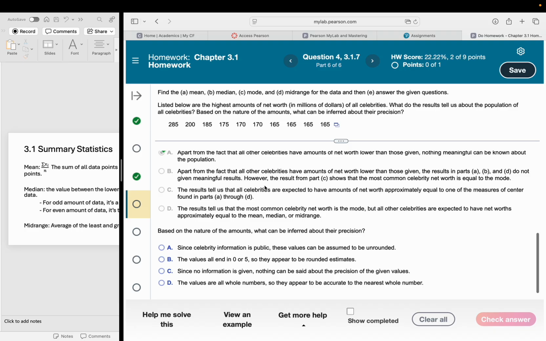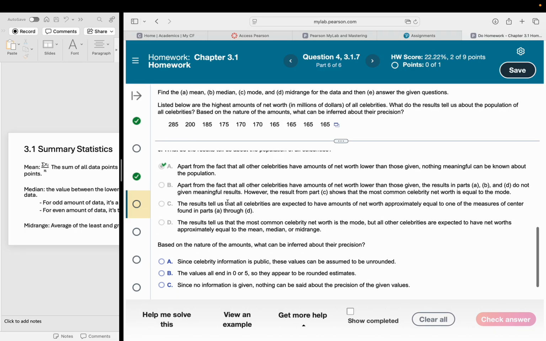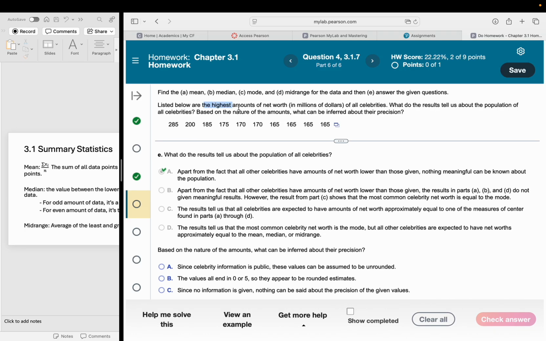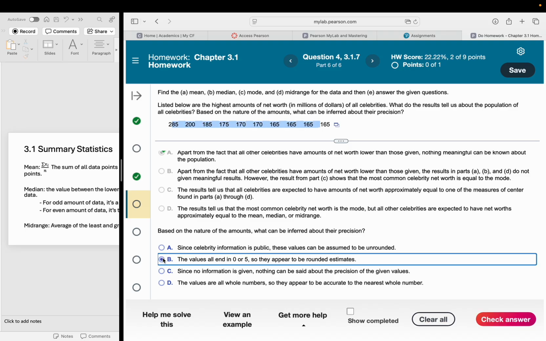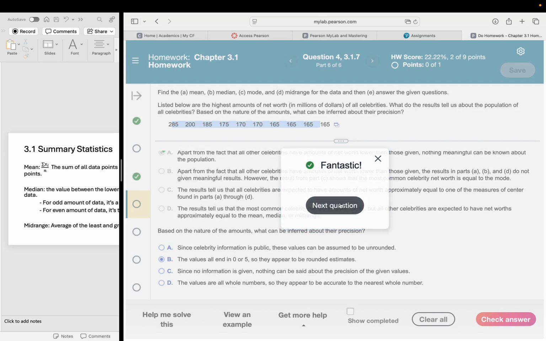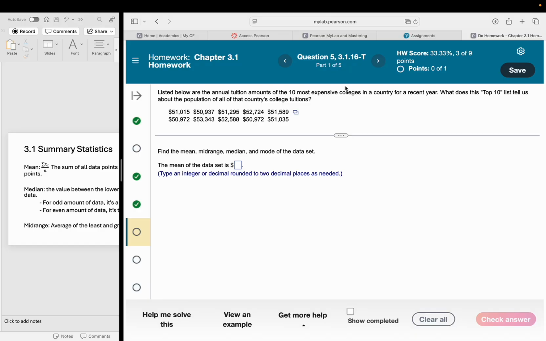And I mean, I knew the answer was A, but I kind of wanted to show you that one. So when you only have the highest net worth, you can't then generalize to all celebrities. You can only talk about the highest net worth celebrities. Also, take a look at these amounts. And I would say, since, once again, they appear to end in zeros and fives, they're probably rounded. All right, there we go.